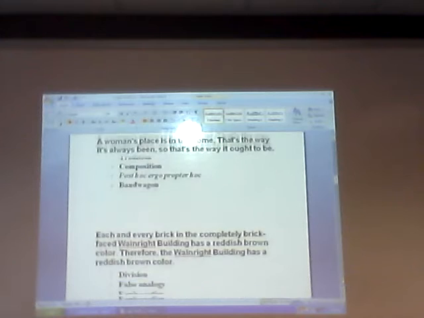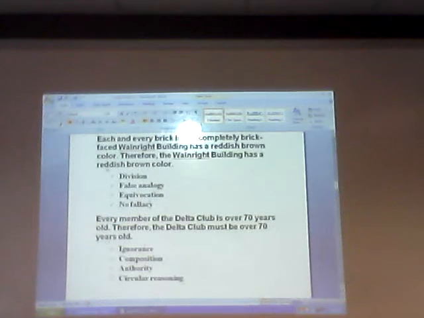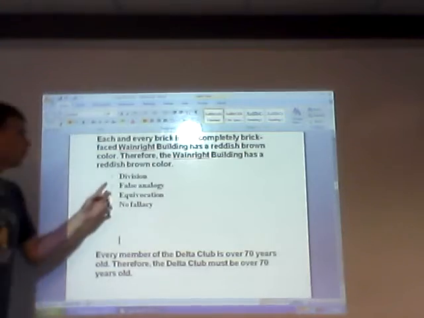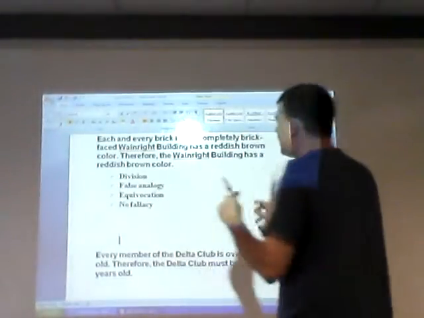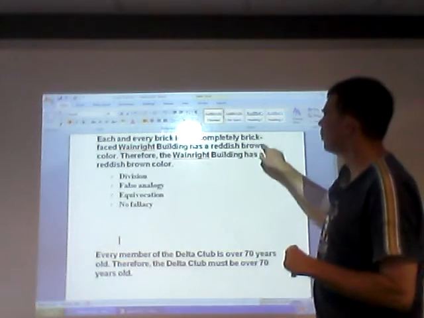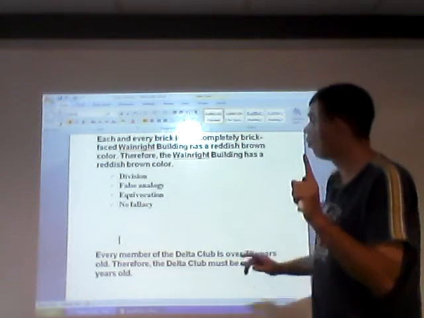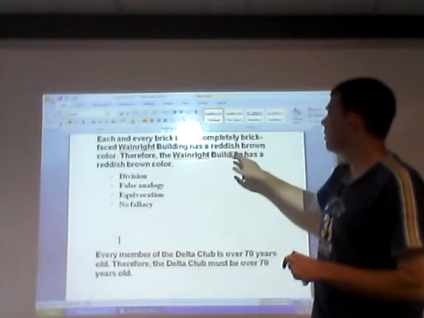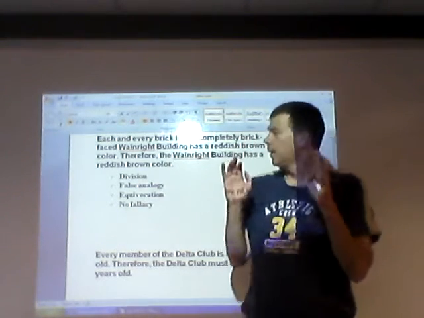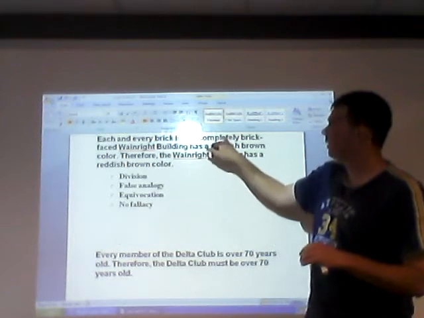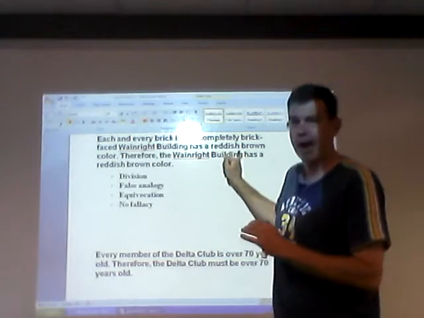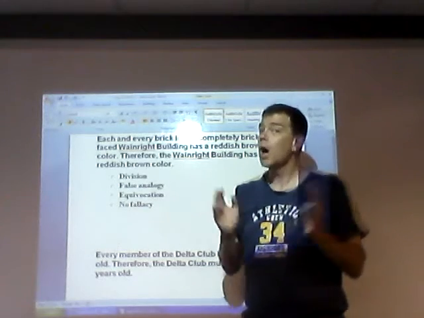Now this one's a little bit interesting. It says here, each and every brick in the completely brick-faced Wainwright building has a reddish-brown color. Therefore, the Wainwright building has a reddish-brown color. Okay. If the building is completely made of brick, and it says it is, and every brick is reddish-brown, what color is the building?